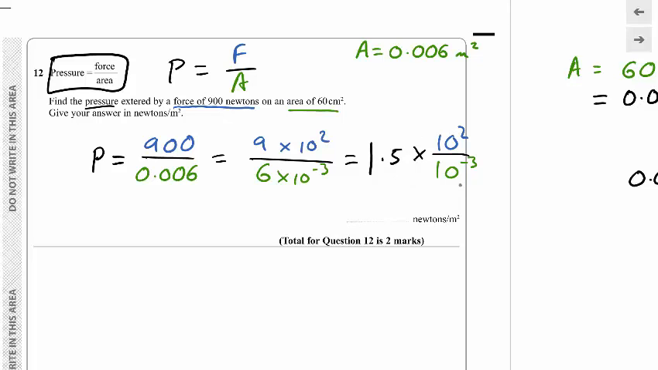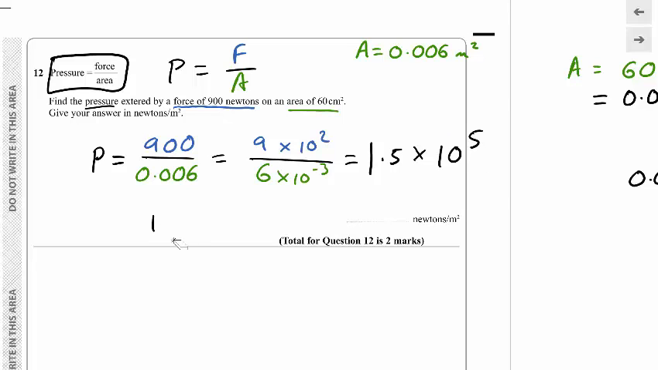Then what's 10 to the power of 2 divided by 10 to the power of negative 3? Well, I just subtract the powers, right? So this becomes 2 minus negative 3. Careful of the double negative, so change this into a positive. So it just becomes 10 to the power of 5.